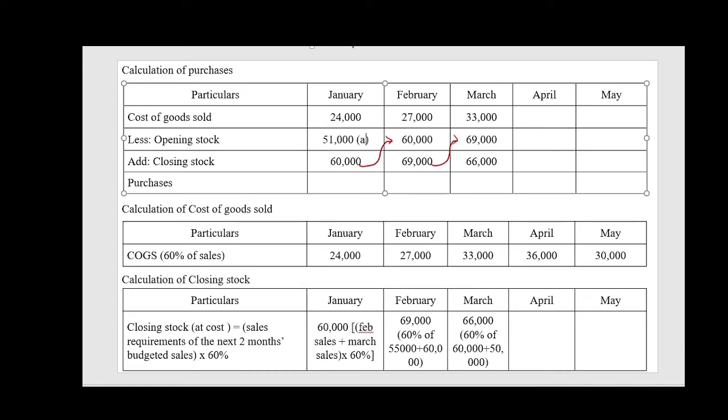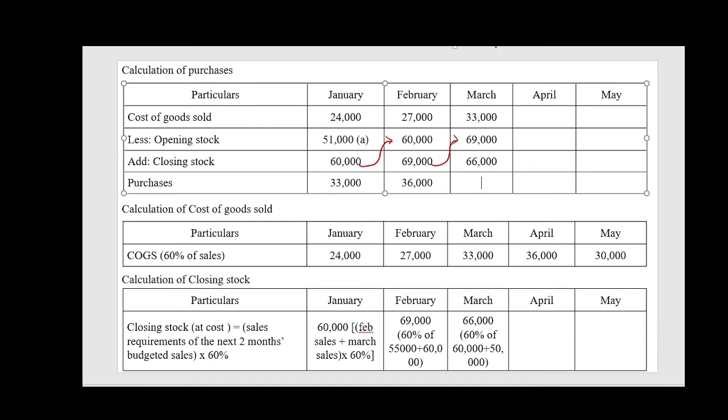Refer adjustment number A. So purchases for the month of January will be 24,000 minus 51,000 plus 60,000. So that will amount to 33,000. For the month of February, it will be 27,000 plus 69,000 minus 60,000. So that comes to 36,000. And for the month of March, it is 33,000 minus 69,000 plus 66,000.